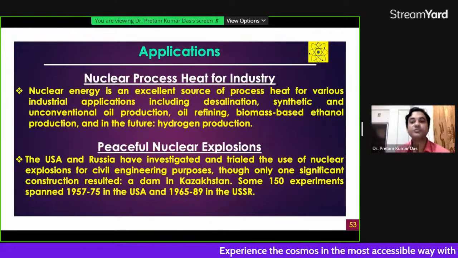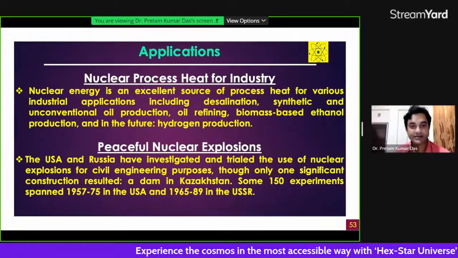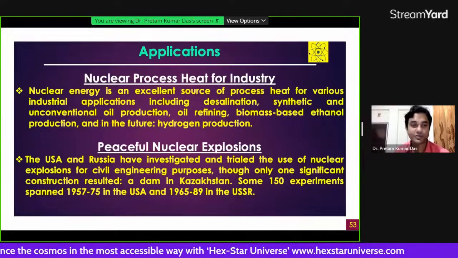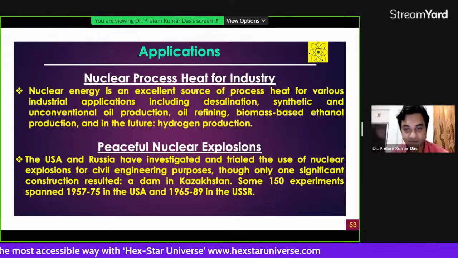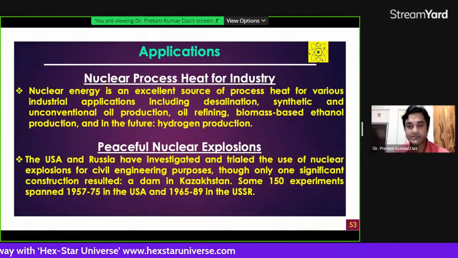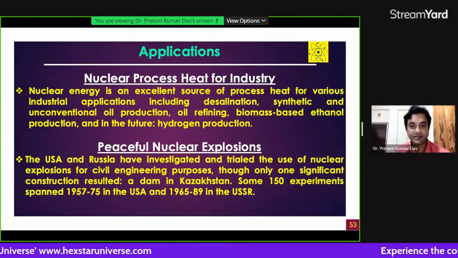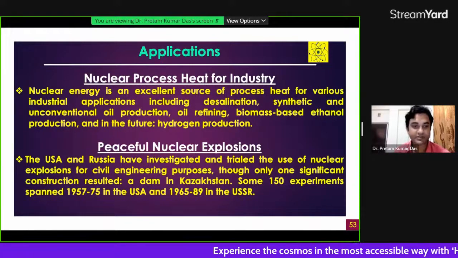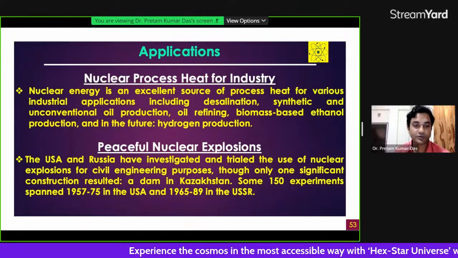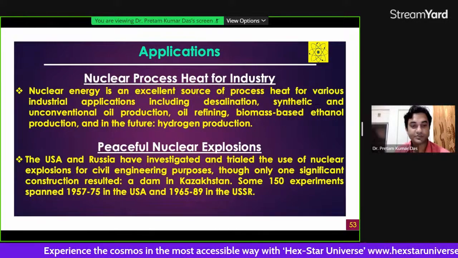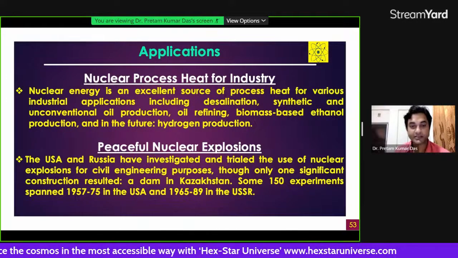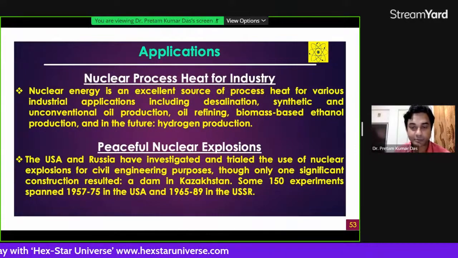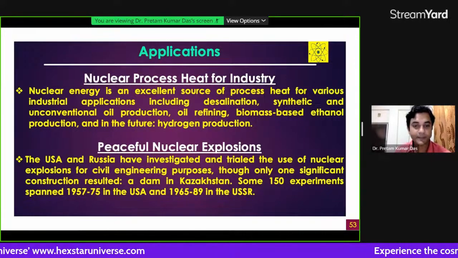Peaceful nuclear explosions: the USA and Russia have investigated and trialed the use of nuclear explosions for civil engineering purposes, though only one significant construction resulted, a dam in Kazakhstan. Some 150 experiments spanned the period from 1957 to 1975 in the US.